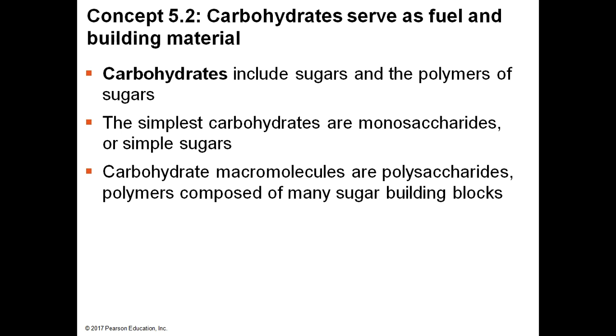Carbohydrates include sugars and the polymers of sugars. The simplest carbohydrates are monosaccharides or simple sugars, and carbohydrate macromolecules are polysaccharides, which are polymers composed of many sugar building blocks. This is the first of the four major classes of large biological molecules, carbohydrates.